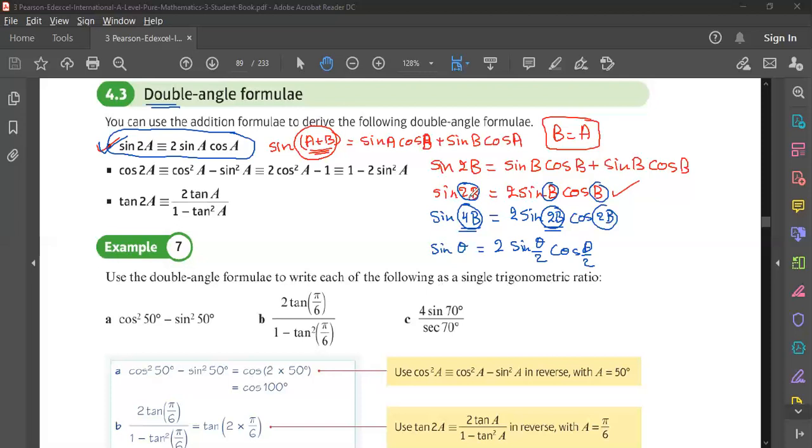Because always, if you notice, that's 2b, half of the 2b is 1b, 1b; half of the 4b, 2b, 2b; half of the 1 theta, half theta, half theta.